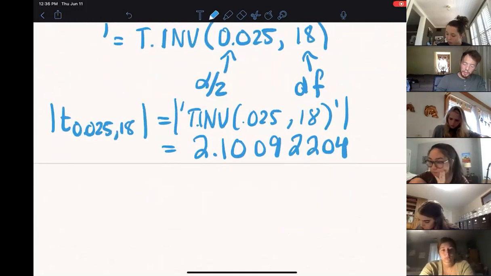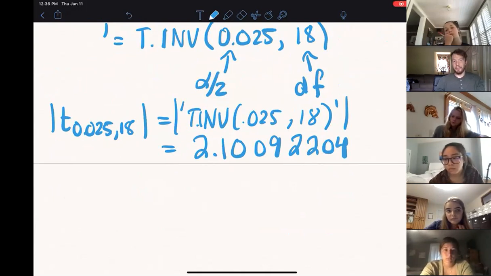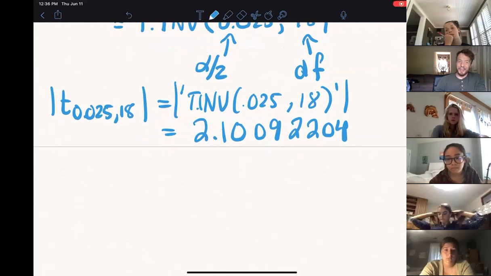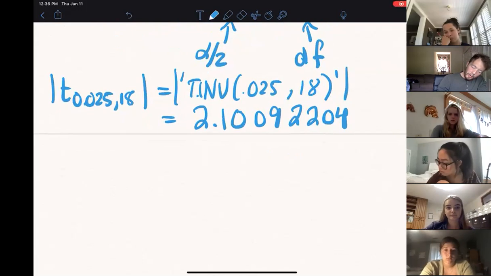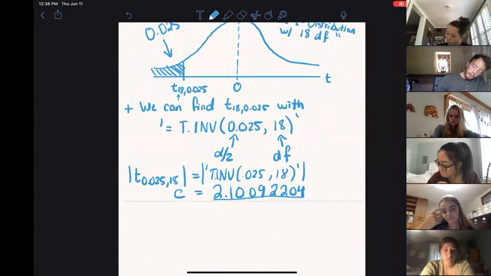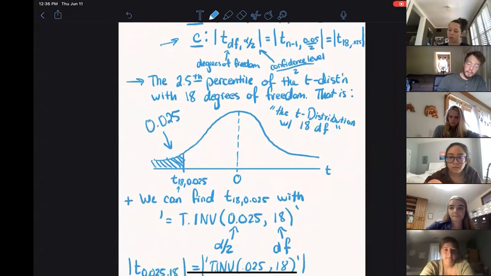If you try it yourself, it should spit out 2.10092204. If you try this on your own time and it's not equal to this, you should come and see me because I think you're probably submitting it wrong. Or maybe I'm wrong, but I think I tried this twice and it should be right. So now that we know our C value, we know our standard error, and we know our X bar. These are all the things we need to make a confidence interval.